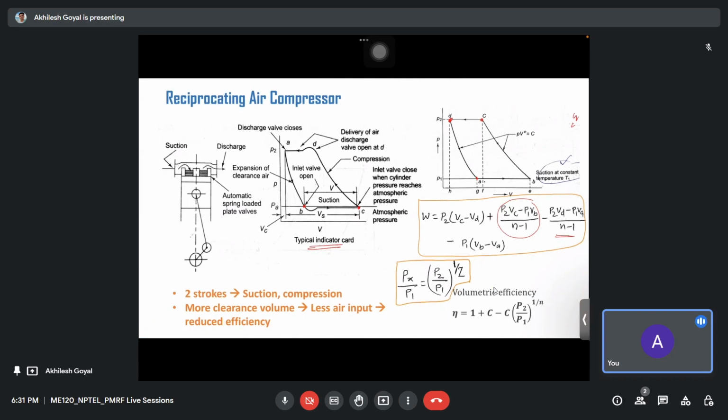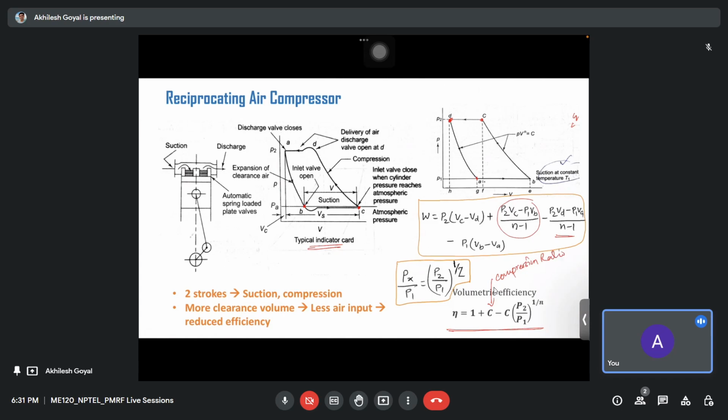Okay. Also, as in the case of reciprocating compression, there is the clearance volume and also the swept volume. So one more important term here is the volumetric efficiency, and this volumetric efficiency is given by this formula: efficiency is equal to 1 plus c minus c into (P2 by P1) raised to power 1 by n. Here c is the clearance ratio.